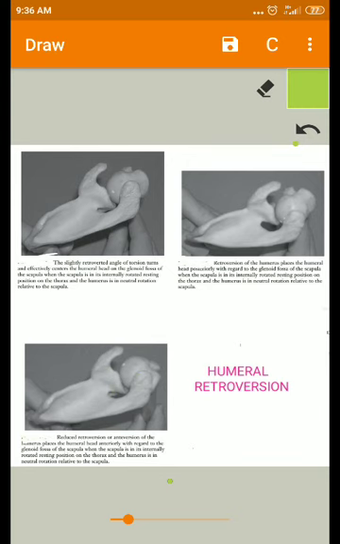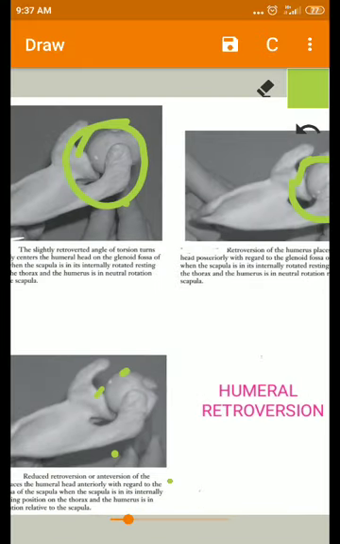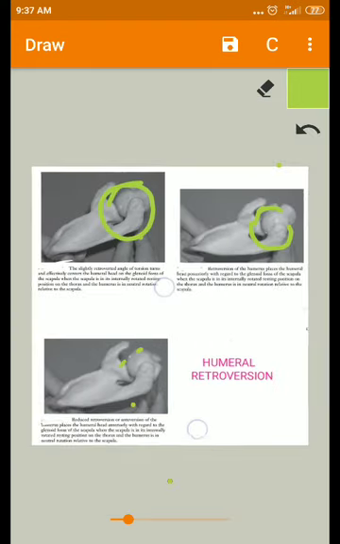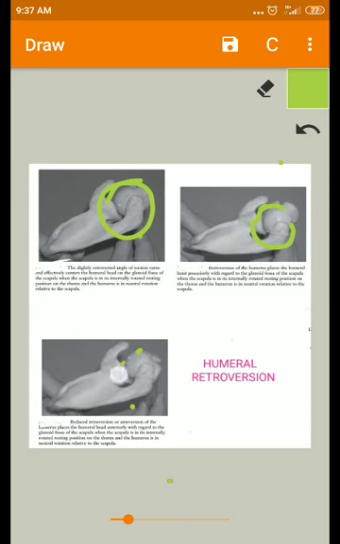Yes, this is about the humeral retroversion. In the case of normal retroversion, it increases the congruency of the articular surfaces. In the case of increased humeral retroversion, it increases the lateral rotation range of motion and decreases medial rotation. In the case of reduced retroversion, it increases the medial rotation of the humerus and decreases the lateral rotation. Okay, this is all about the humeral retroversion.